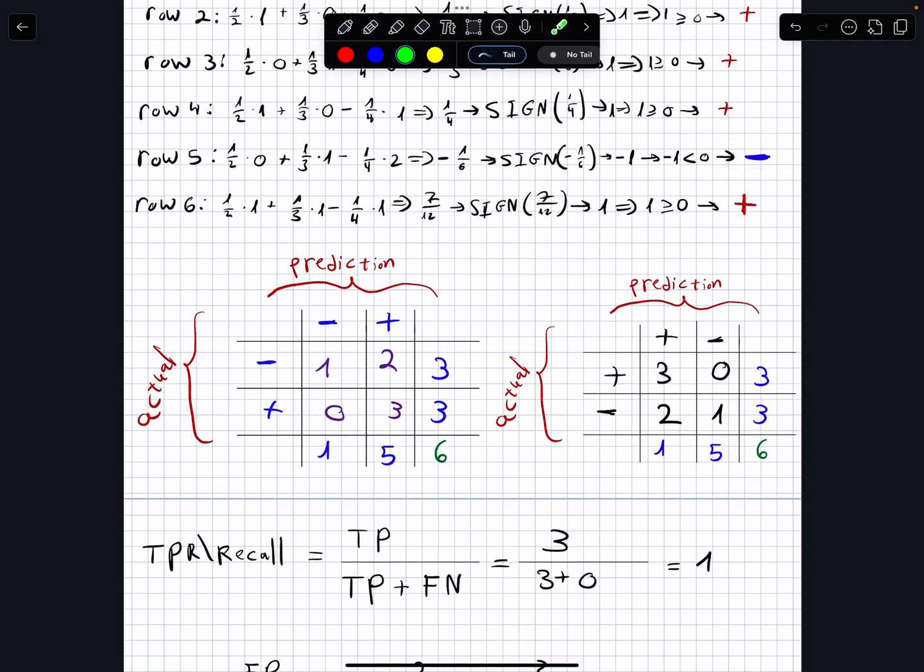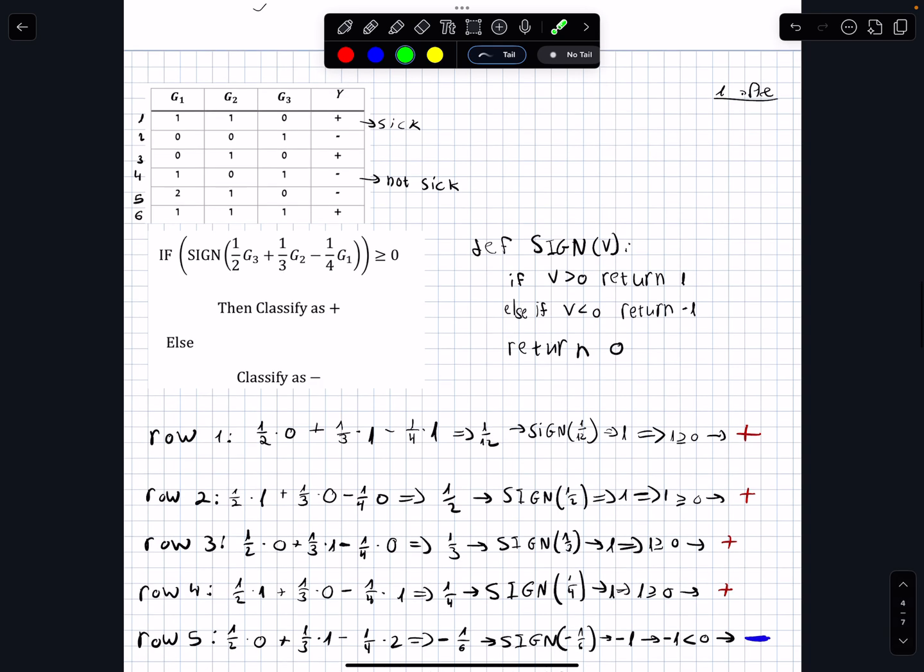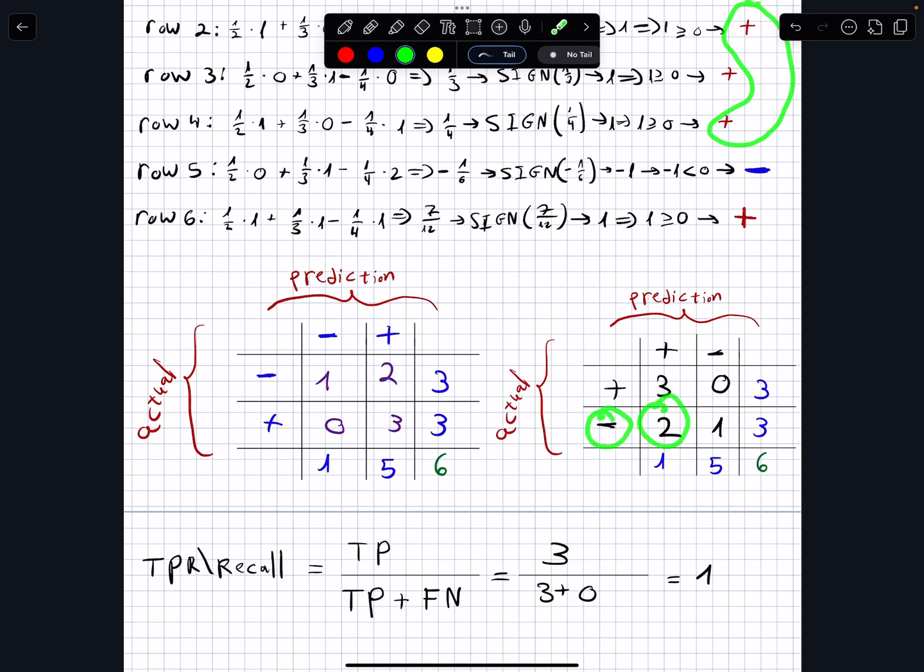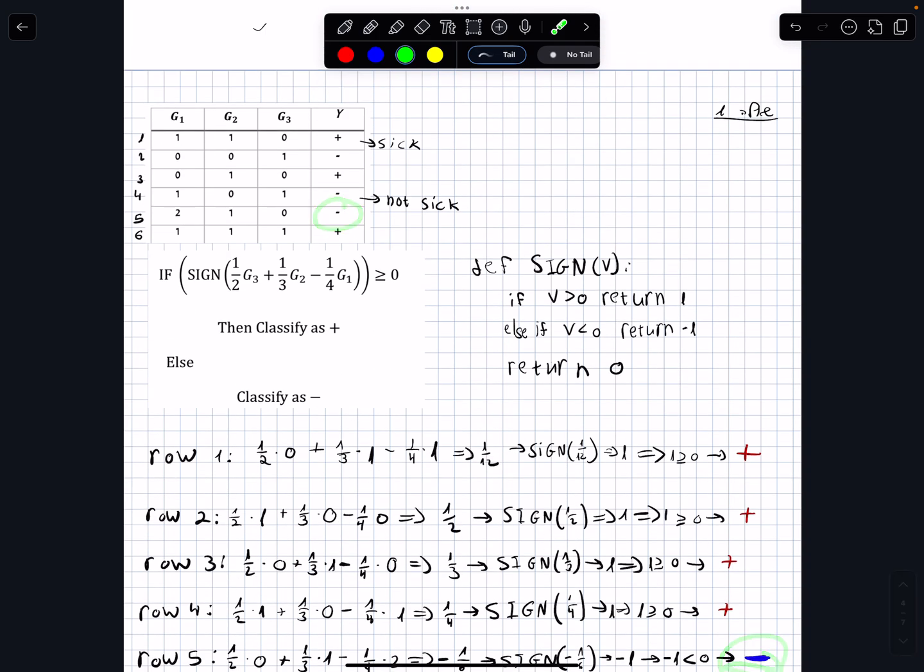Now, how many people are actually not sick, but we predicted they are sick, meaning we predicted plus, but they are not really sick? So let's look. It's row number 2 and row number 4, where we predicted plus. So here are the 2 overlaps we have here. The actual is minus, but we predicted plus. And here is the one overlap where we predicted negative, and it's actually negative.